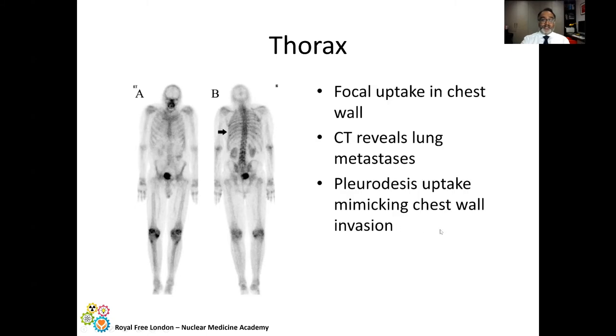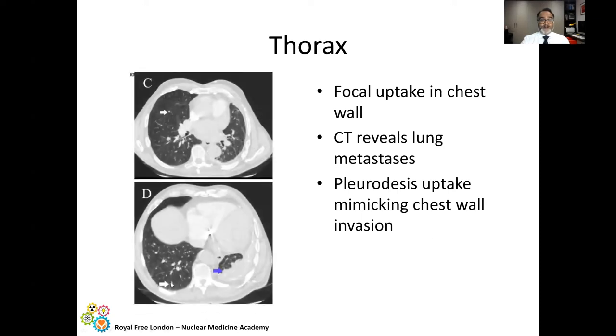And actually here the CT reveals evidence of lung metastases, but there's also pleurodesis. So some of the uptake that you're seeing along the chest wall is related to the pleural activity. Here you can see pulmonary metastases on the CT, but also there's pleural thickening and this hyperdensity within the left hemithorax is due to pleurodesis. So these are situations where the bone scan is lacking, and you really need to have a SPECT CT to clarify some of those areas.